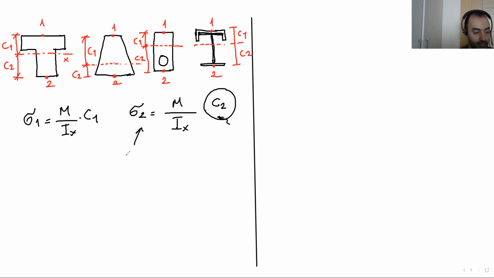Okay. We have two types of problems in this subject. The problems are the check of the section. We check the sections. We check the section if they work under the given moment or not. This is one case.